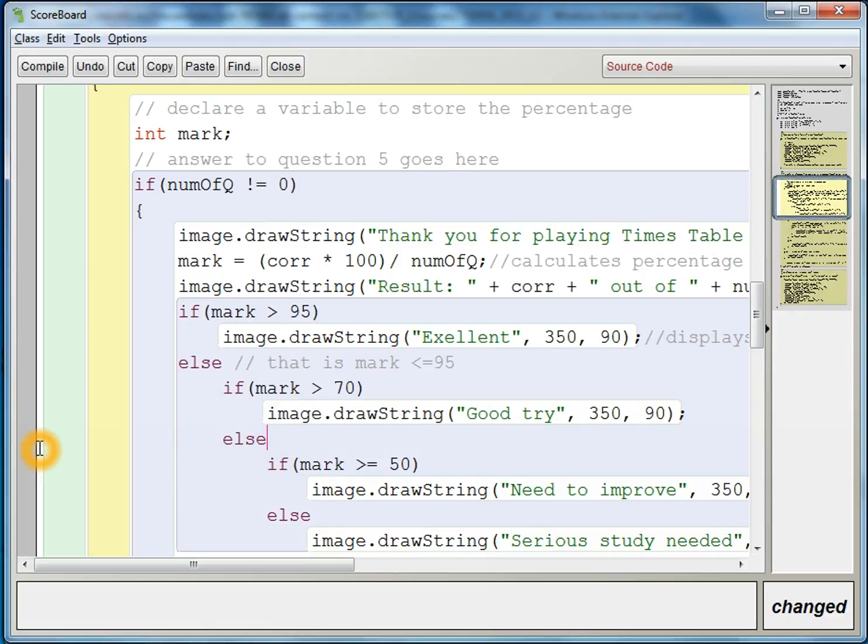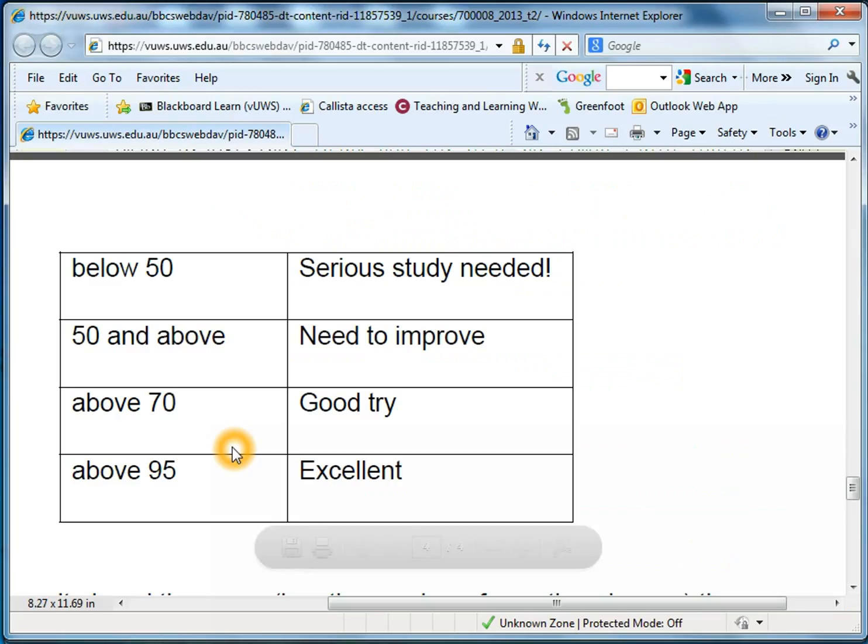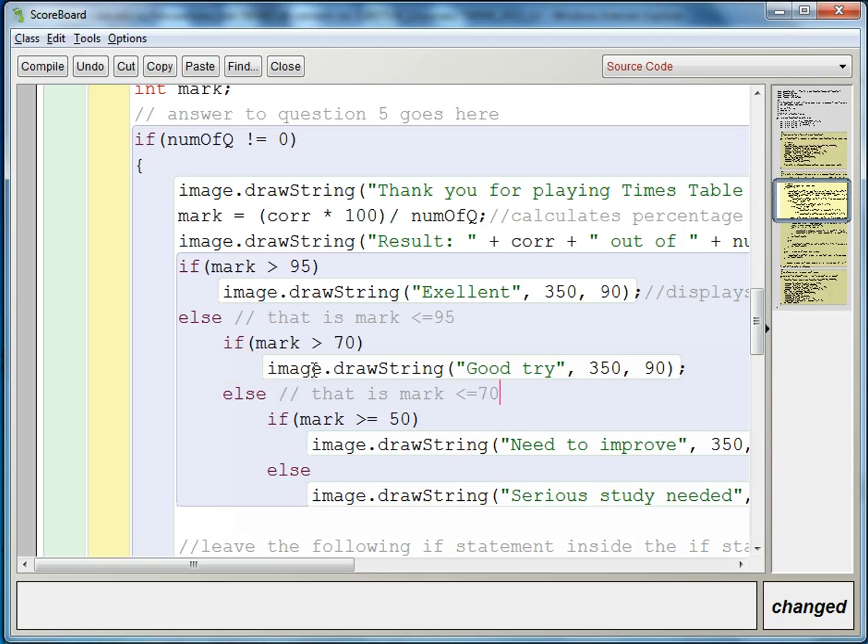Else, now if that is not true either, this means the opposite, the mark is less than or equal to 70. And we get in here when it is less than or equal to 70. Now we don't need to worry about anything high. We are now checking, if it's not that, what's the next one possible? 50 and above. So we have greater than or equal to 50.